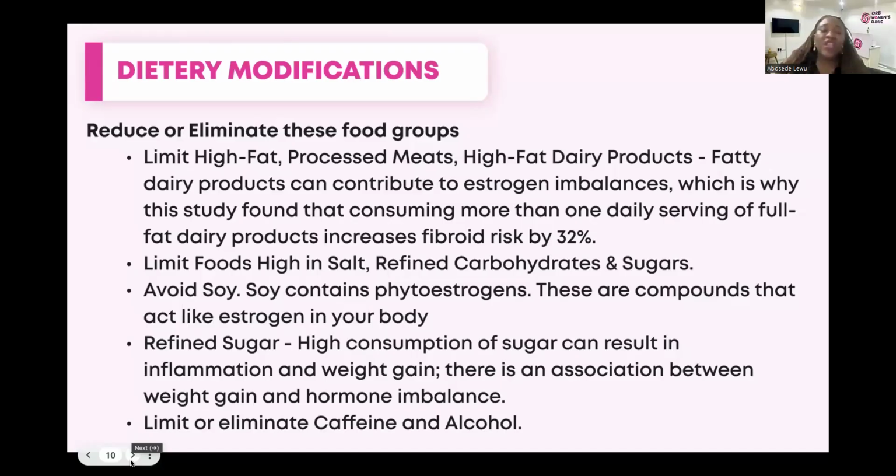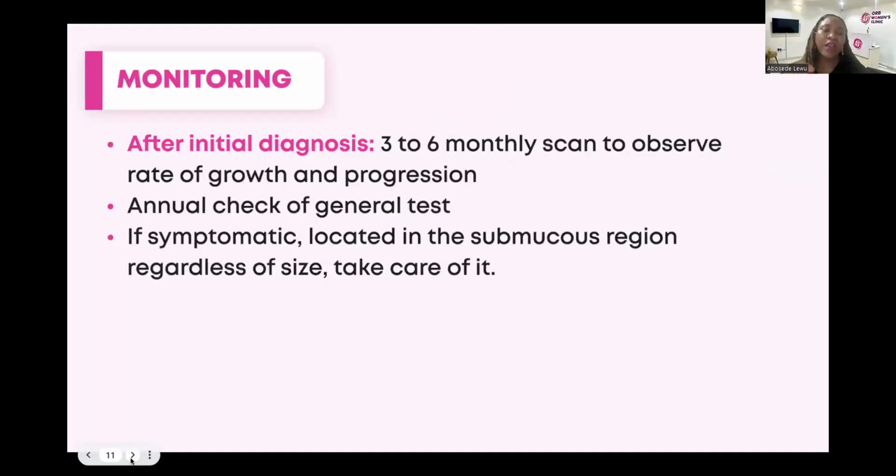Now, refined and processed food generally predisposes you to weight gain. I know we've already talked about how fat cells can actually stimulate estrogen to be predominant in your body. So it is very important for you to avoid all of that. Limit or eliminate caffeine and alcohol.